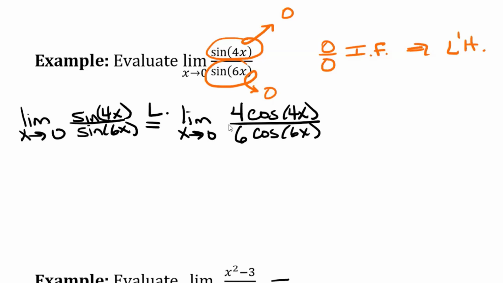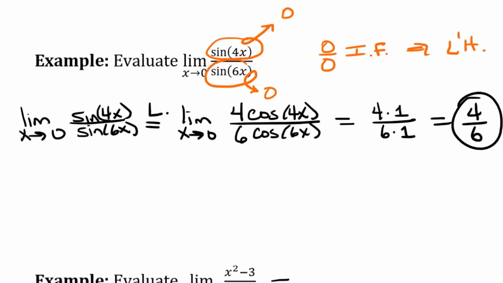What should I do now? Try to plug in. Okay, so cosine of 0 is 1, right? And that's going to be in both the numerator and denominator. So we're good. So that's going to be 4 times 1 over 6 times 1. So that's going to be 4/6.